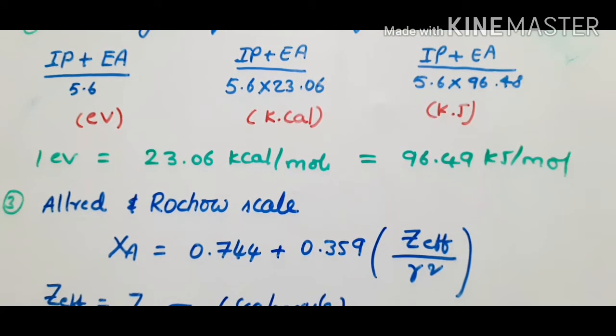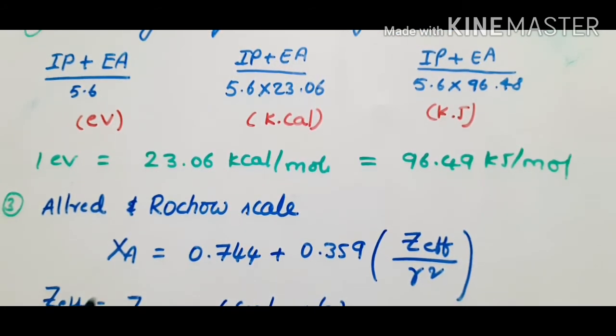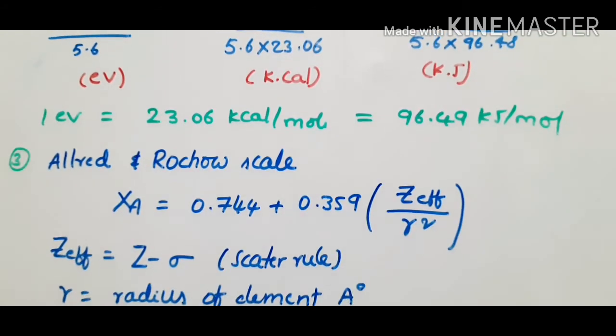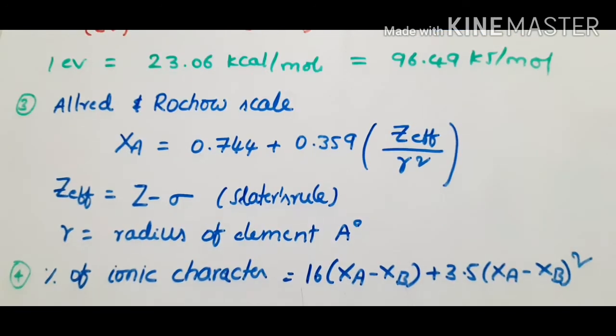Then the Allred and Rochow scale to calculate electronegativity. XA, where X is always the electronegativity of a particular atom A or B, equals 0.744 plus 0.359 into Z effective, the effective nuclear charge, by r square. Here Z effective, the effective nuclear charge, can be calculated, where sigma is the screening effect constant. Of course, all these values can be given in your question to calculate electronegativity, so don't bother about it.